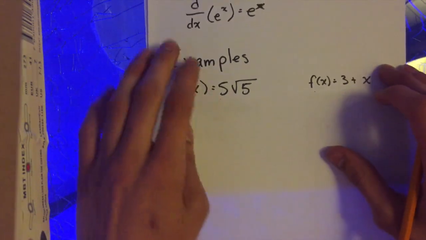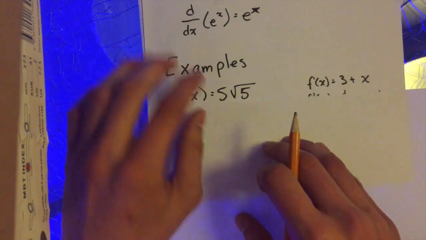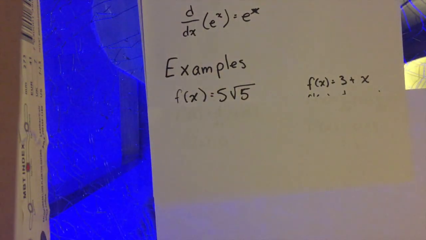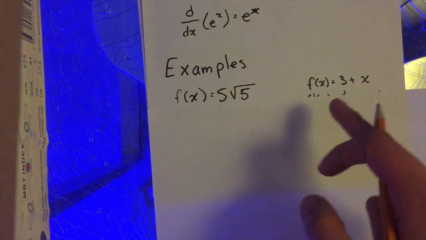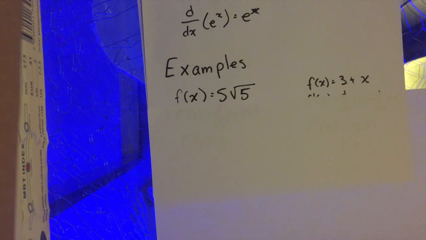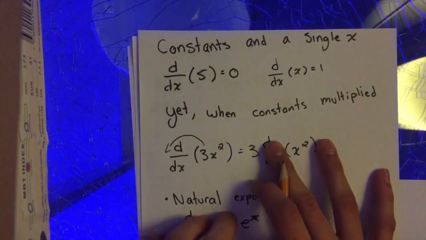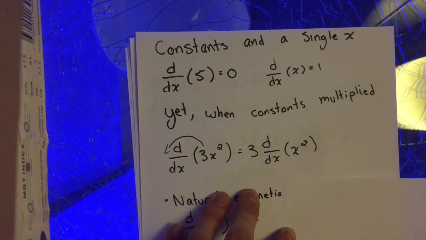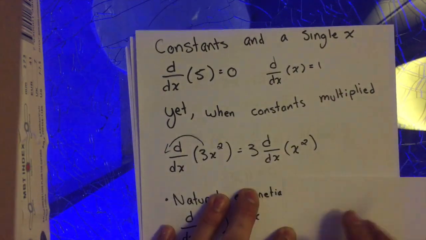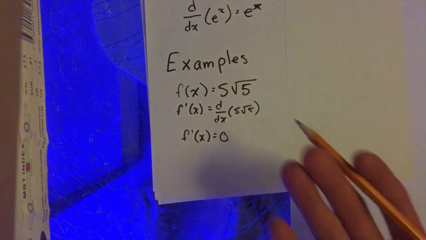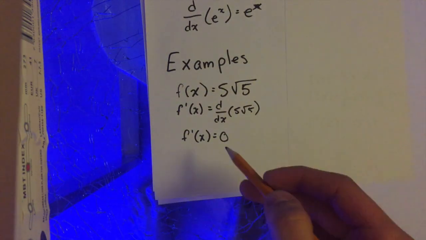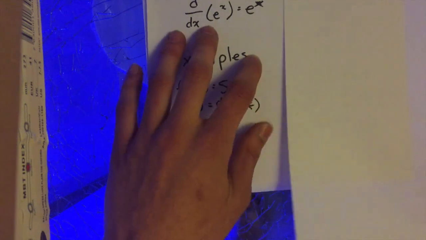So here we have 2 examples. We have f(x) equals 5 square root 5, and f(x) equals 3 plus x. Now, this first question looks pretty difficult at first, yet when we actually realize, back to our constants and a single x rule, that any real number equals 0. So, simple enough, our derivative, f prime x, equals 0.